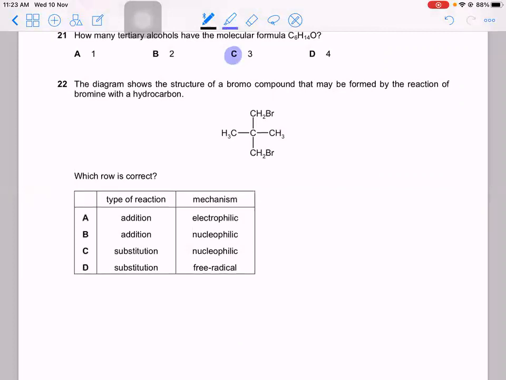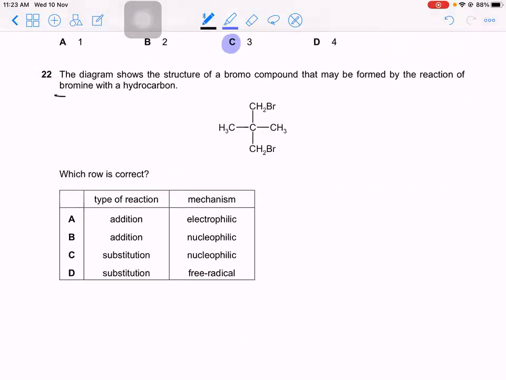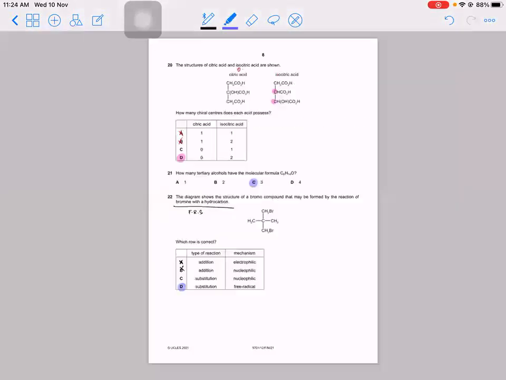The diagram shows the structure of a bromo compound that may be formed by the reaction of bromine with a hydrocarbon. Bromine with a hydrocarbon is what? Free radical substitution. Now you have 2 Brs. Which row is correct? Which type of reaction will it be? Not addition. It will be substitution. What will be the mechanism? Free radical. The answer therefore is D.